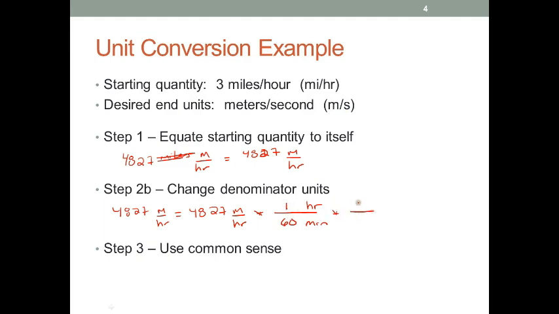And then I can do another substep where I know 1 minute is 60 seconds. Right? And notice hours cancels, minutes cancel. The units that I'm remaining with are meters per second. Okay, so if I take 4827 and divide by 60 and divide by 60 again, I get 1.34 meters per second.